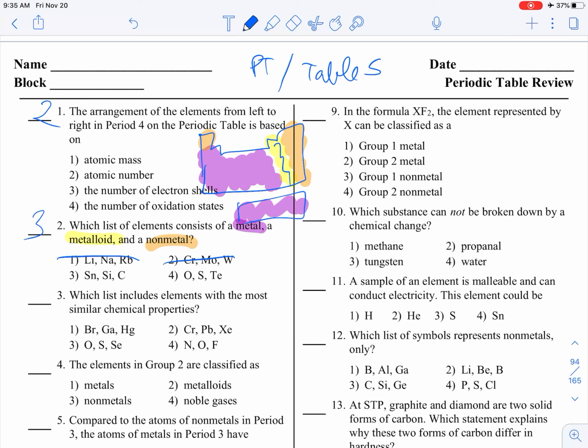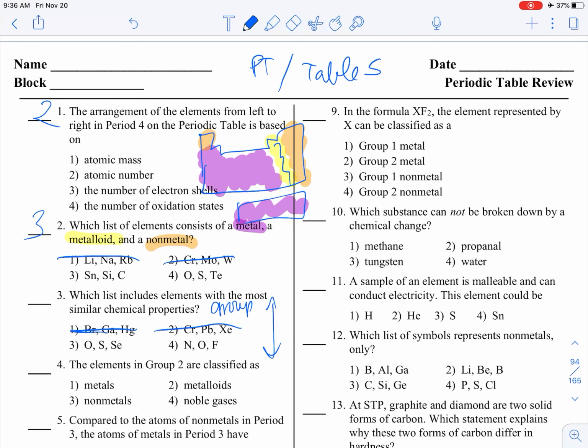Which list includes elements with the most similar chemical properties? Those are in the same group, which are vertical columns. So bromine's in group 17. Gallium is not in group 17. They're in the same period. Chromium is in group 6. Lead is not in group 6. Nope.